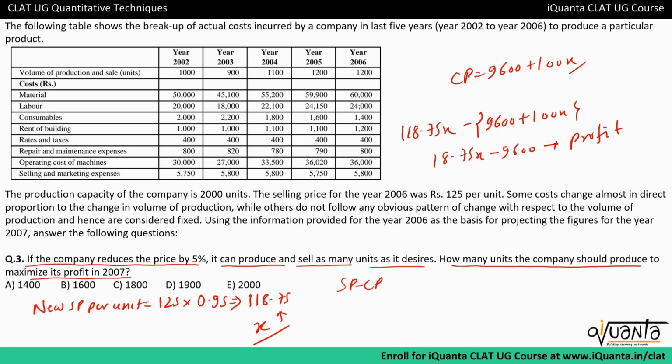Now we need to maximize this profit. So if we want to maximize the profit, I should maximize the value of X. What can be the maximum value of X given in the question? It was given that the production capacity of the company is 2000 units. So for maximum production, we should produce 2000 units. Option E will be the correct answer. Let's solve the last one now.